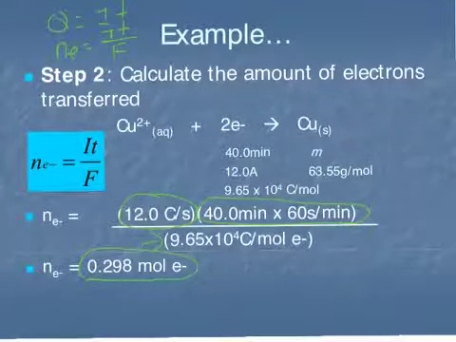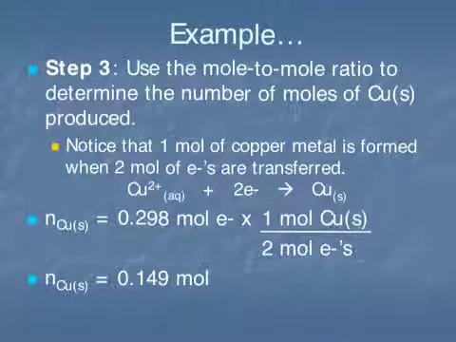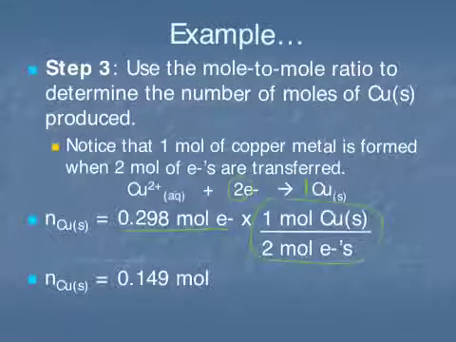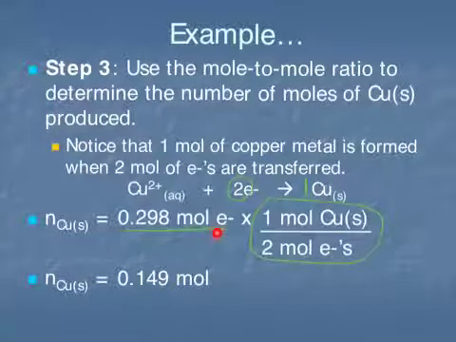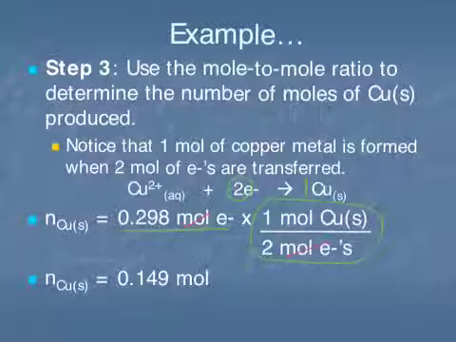Now that we have the moles of electrons that went through this half cell, we can use stoichiometry, the mole-to-mole ratio, to determine the number of moles of copper produced. So here we have 0.298 moles of electrons times our stoichiometric ratio. Our stoich ratio here is our invisible 1 to 2. And notice the moles of electrons are going to cancel out. In our stoichiometric ratio, the 2 moles of electrons has to be on the bottom, so that the moles of electrons cancel out, leaving you with 0.149 moles of copper.